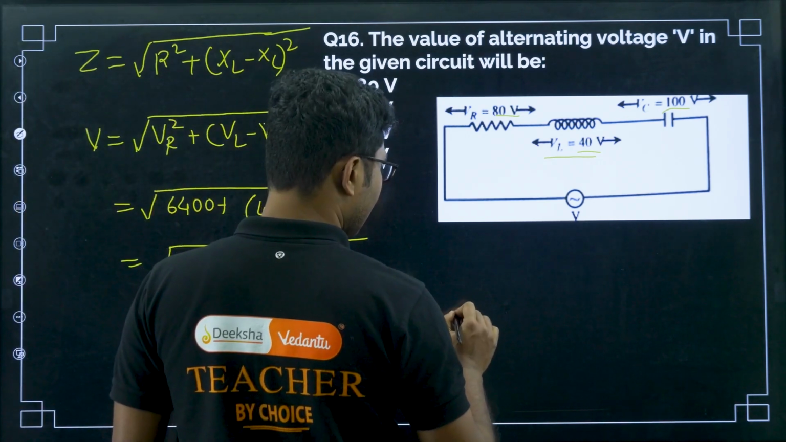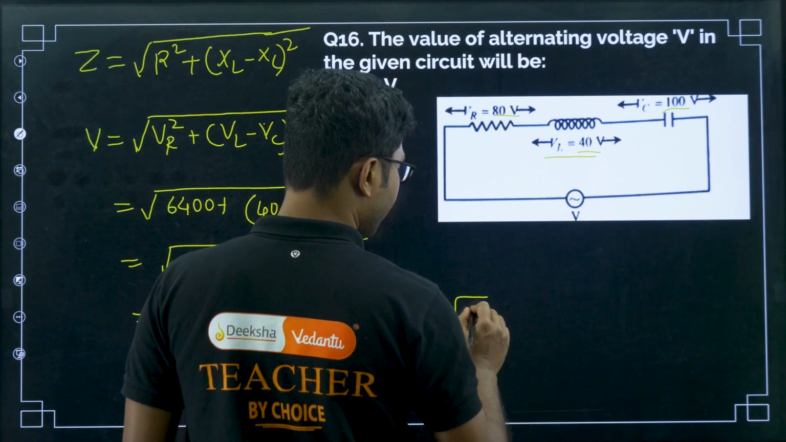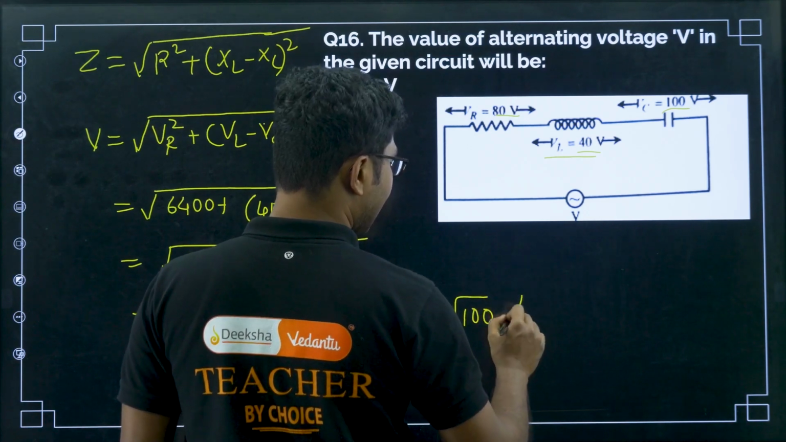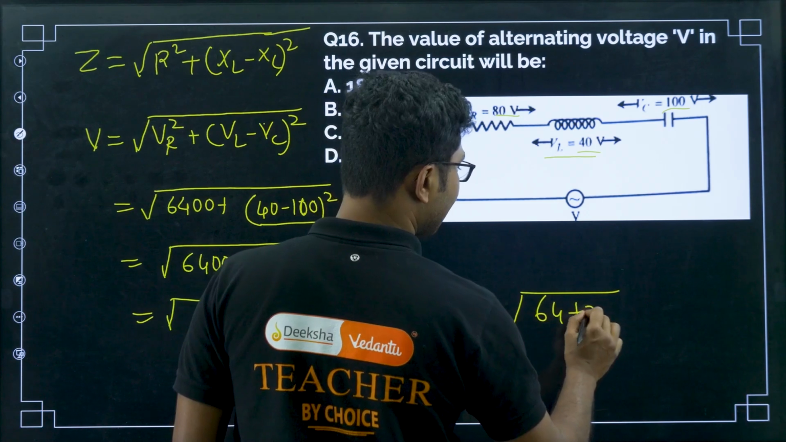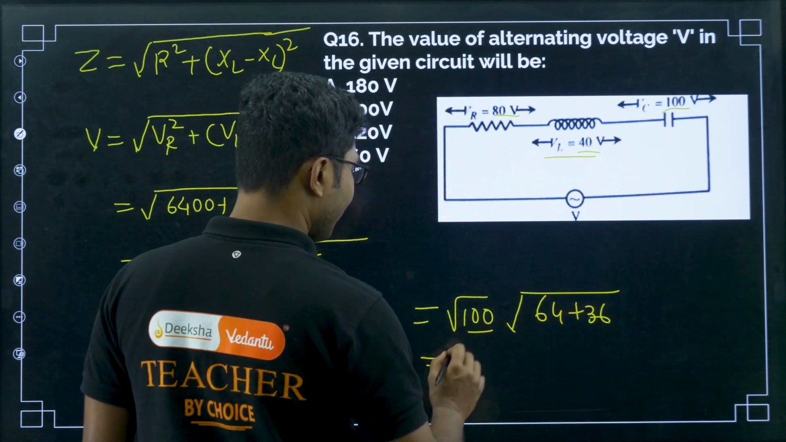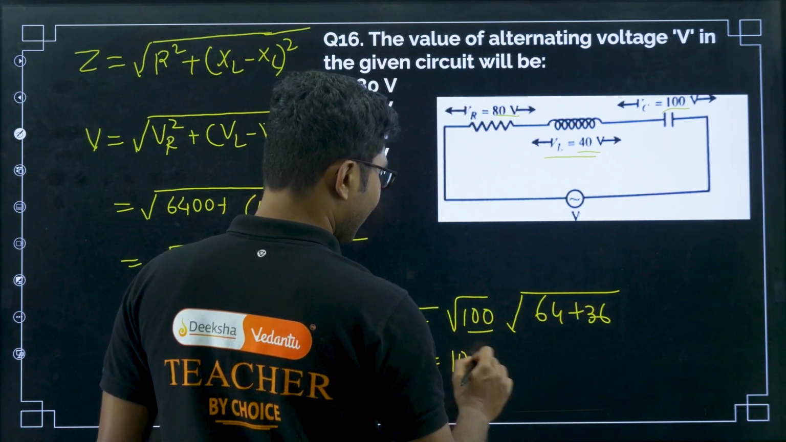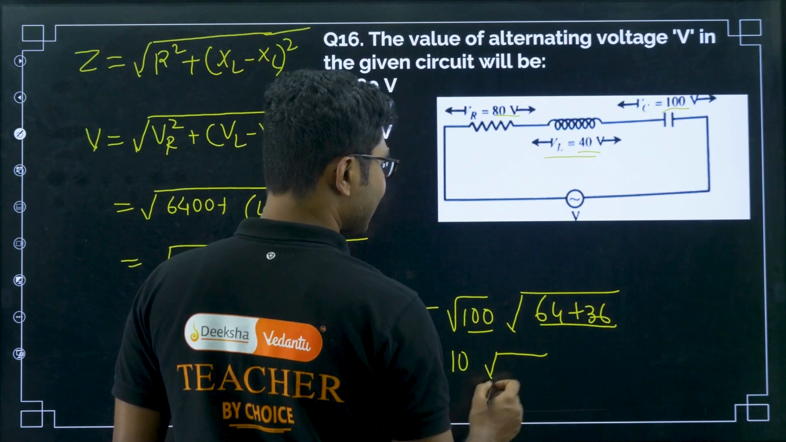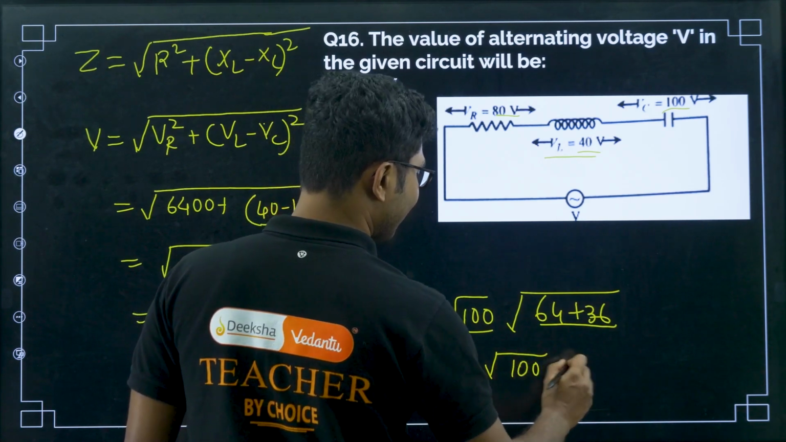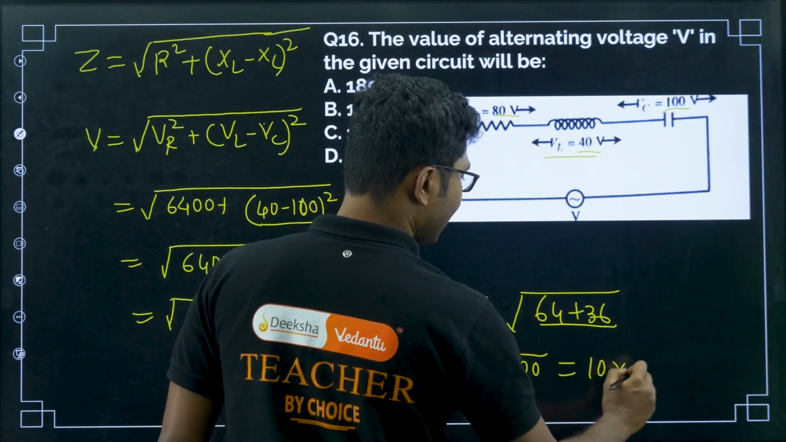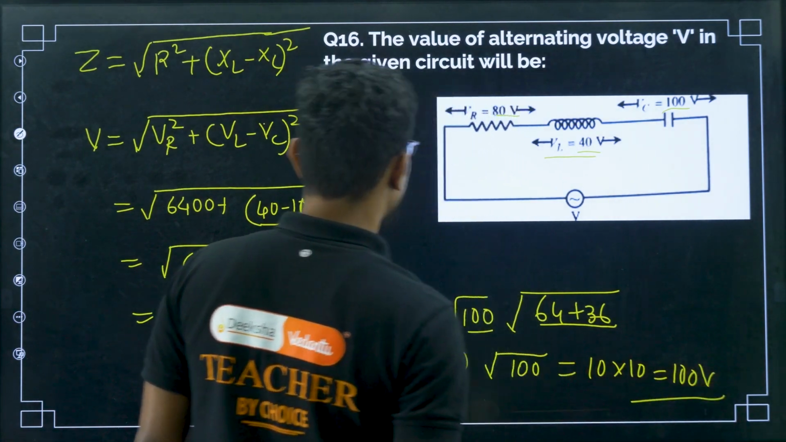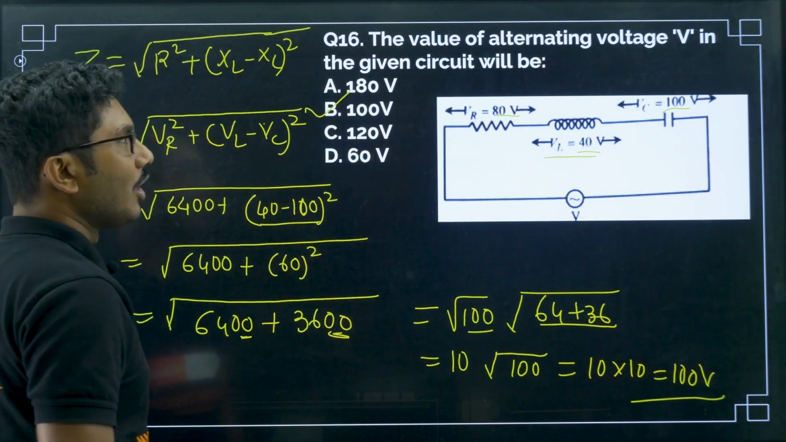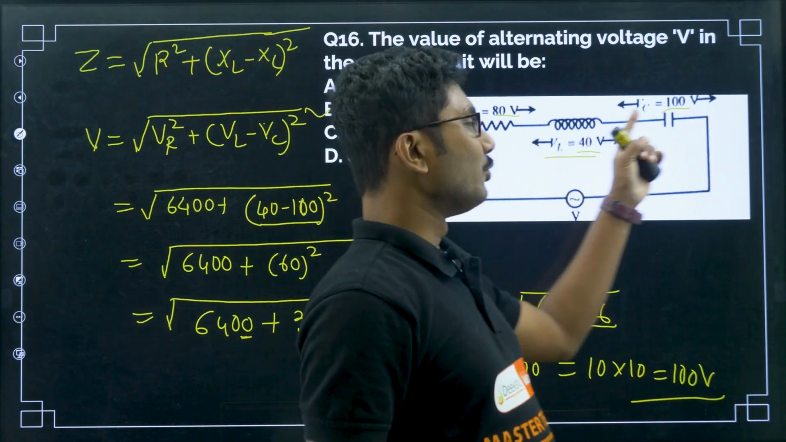You will take 100 common, so it will come out of the square root. So, you will get 64 plus 36. So, 100 square root is 10, and 36 plus 64 is another 100, so its square root will be another 10. So, it will be 100 volt. So, the answer is 100 volt, not 220 volt.